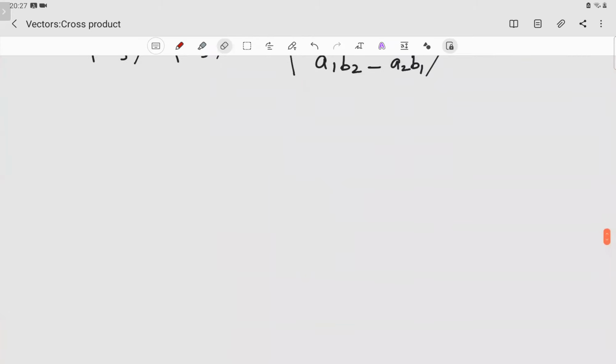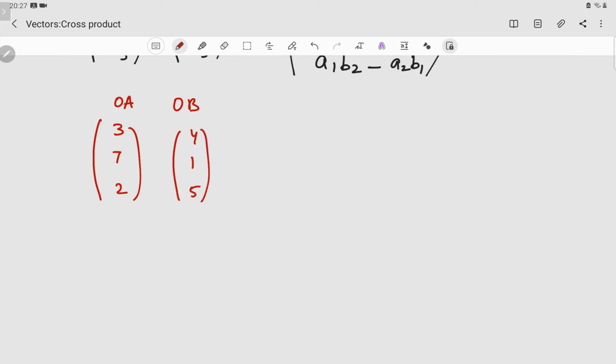Let me do it again for you. I'll use both techniques, okay? For example, if OA is (3, 7, 2) and OB is (4, 1, 5), okay? Now OA cross OB.